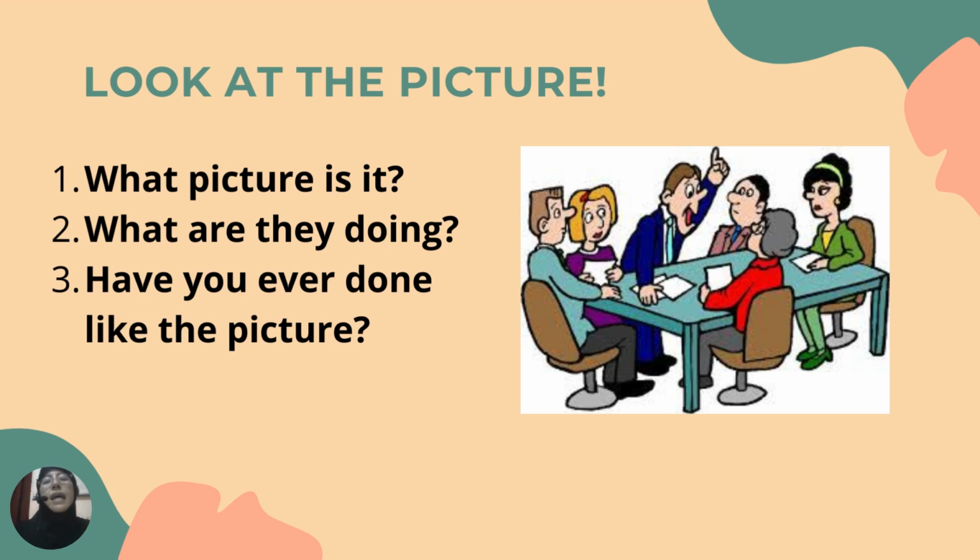Okay. Now, I believe that all of you absolutely have some answers here. The answer for number one, what is the picture? I believe you also agree with me. This is a picture of some people having a meeting or discussion with other people. And then number two, what are they doing? Absolutely, you also answer that they are discussing or having a meeting. And then number three, have you ever done something like the picture? I know that some of you have done this activity, and some of you maybe are still in a process. Maybe next you will also have this event. Let's get to the next.